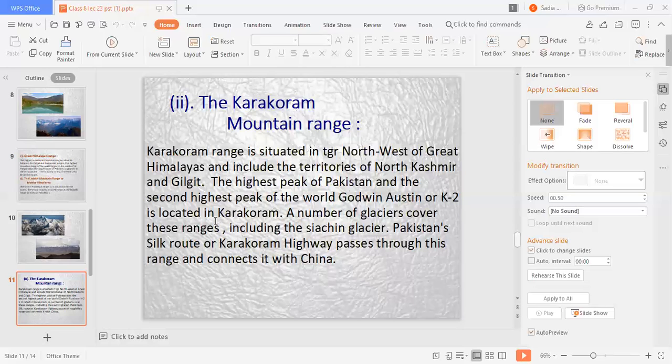Silk Route. What is the meaning of Silk Route? It is called in Urdu Shahrah-e-Resham, or the Karakoram Highway. And this route is connected with China. So all the trade of Pakistan and China depends on this route. And you can see that the Silk Route or Karakoram Highway passing through this range connects China with Pakistan.